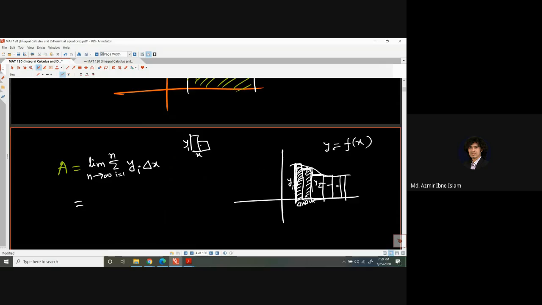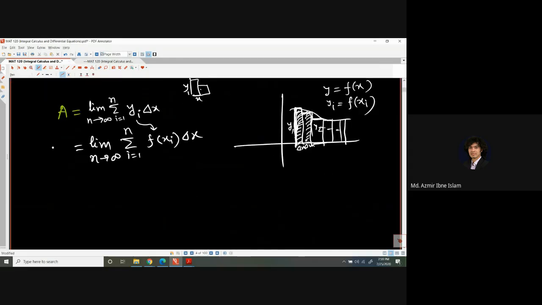So since y is equal to f of x, instead of y we can think about yi, which will be f of xi. So the limit as n tends to infinity, summation i equals 1 to n, f of xi delta x. This is now known as the area. It says that we will get the exact area if we take more and more rectangles, and if it is possible to take infinity rectangles, then we will get the exact area.